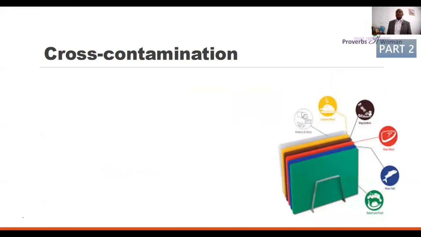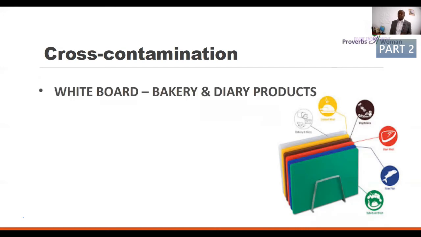Okay, the chopping boards here. We've got the color code of chopping boards, and especially when you're working in a food environment, you've got to understand the coding. Okay, so the white board is used for bakery and dairy products. Yellow, cooked meat.